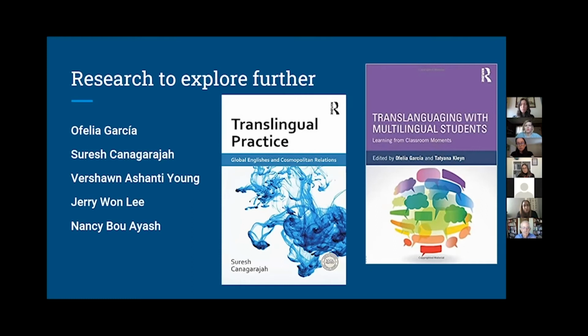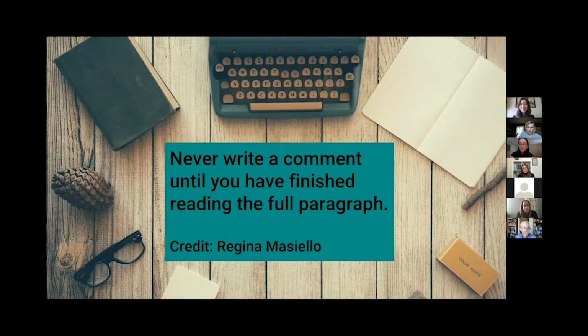So when we're thinking about what this looks like logistically, the most helpful advice that I have received in this area came from Regina Maciello when I first began teaching XBAWS at Rutgers. And she told me, you never write a comment until you have finished reading the full paragraph. And I recognize that that sounds like really simple advice. Like, why was I not doing that before?